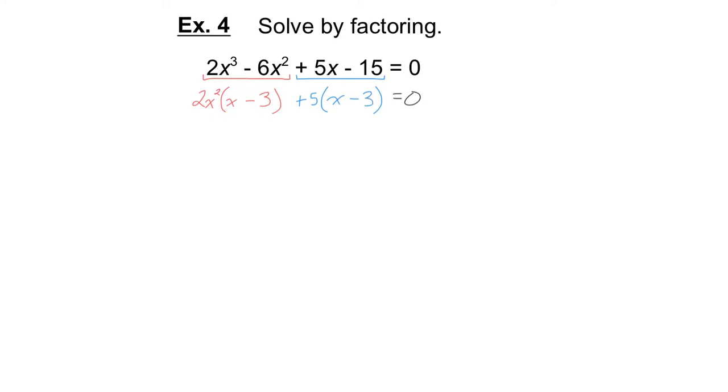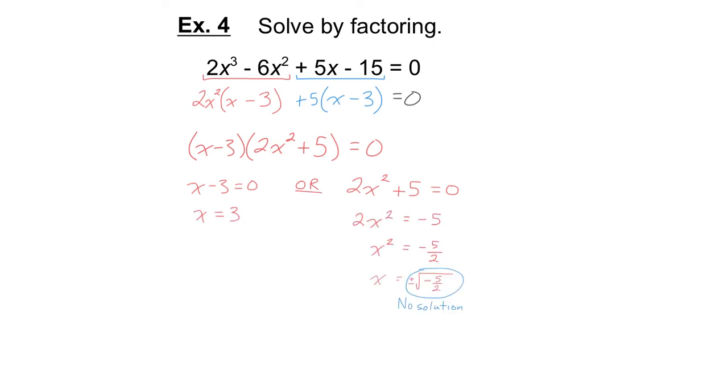Now, notice x minus 3 occurs in both terms, so x minus 3 is my next greatest common factor. So I've got x minus 3 as one factor, and I'm left with 2x squared plus 5 as my other factor. So now I know either x minus 3 equals 0 or 2x squared plus 5 equals 0. Solve for x in each case, and I get my answers for x. Now, because over here I'm taking the square root of a negative value, you can't have a solution for that. It doesn't work. So my only possible answer is x equals 3. That's the only value of x that solves this equation.